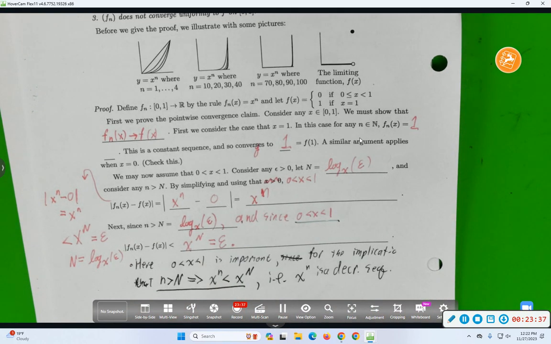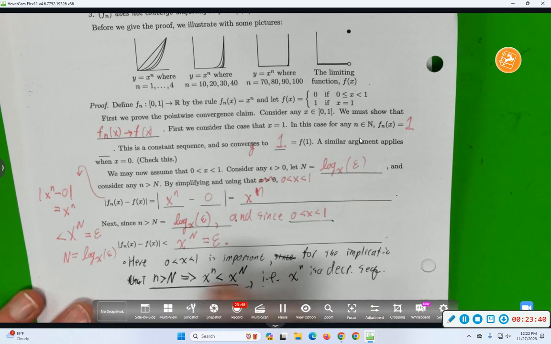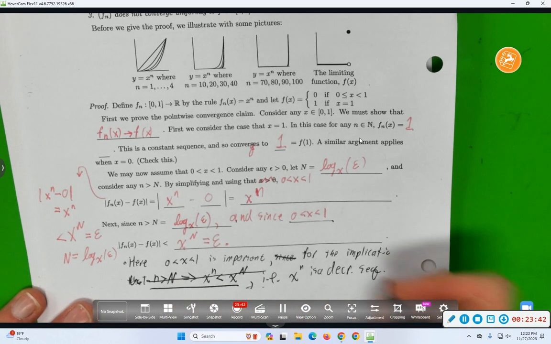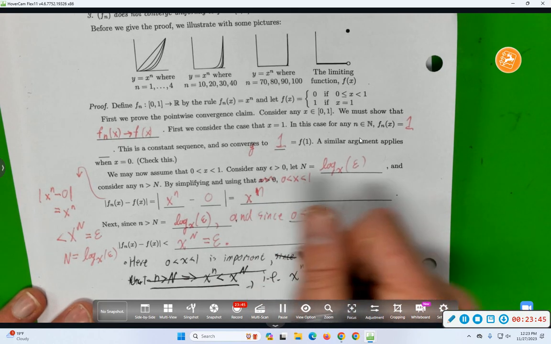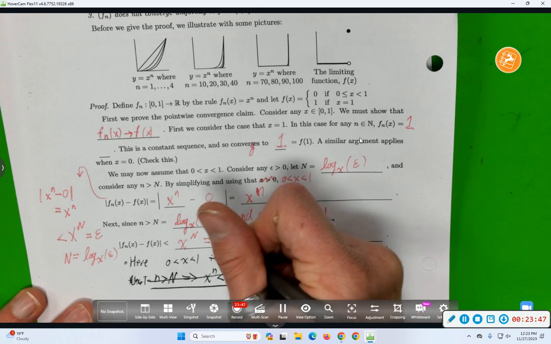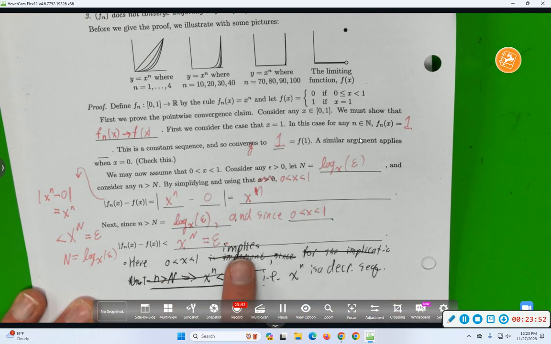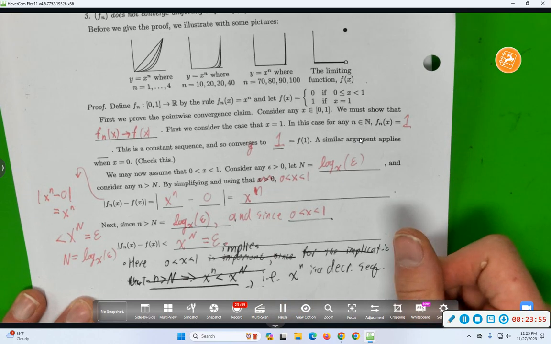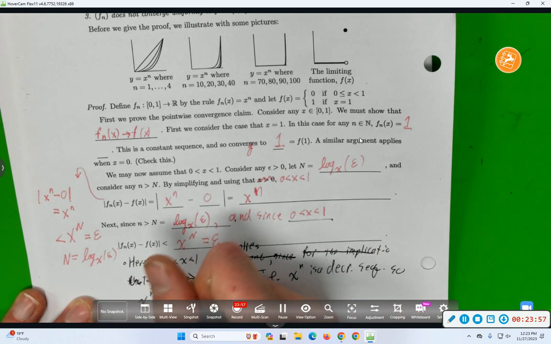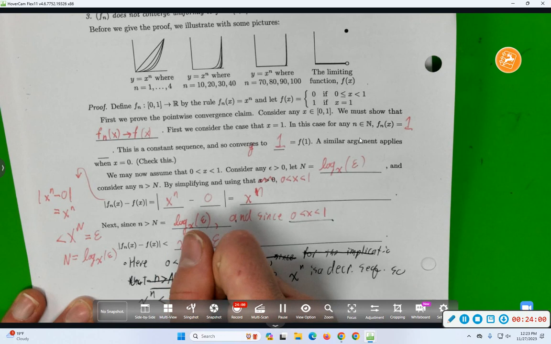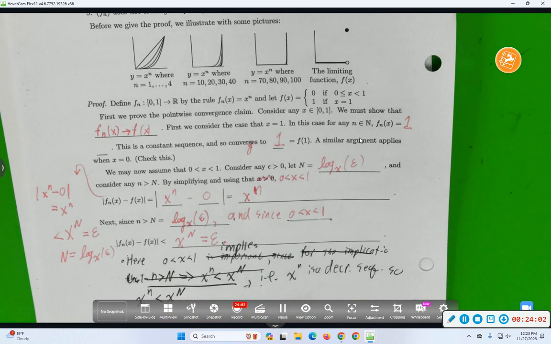Yeah. Red light. So maybe instead you could replace that with this. Here, 0 less than x less than 1 implies x to the n is a decreasing sequence. So x to the n is less than x to the big N. Maybe there's a better way to write it. Groovy. So, that looked like a proof of pointwise convergence?